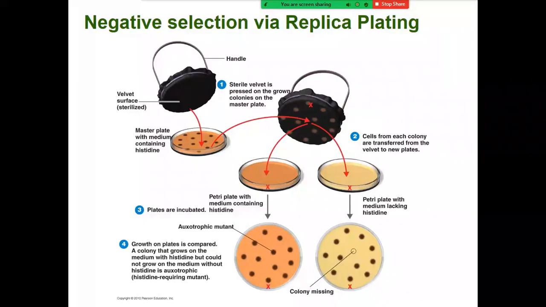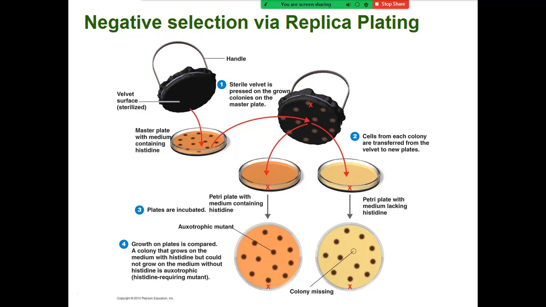You can test for mutations by getting a plate with isolated colonies on it, and then you get a velvet stamp. This is a velvet cloth, and you stamp it on the plate. That causes the cells from the colonies to move to the velvet. Then you use the velvet stamp to stamp new plates, and cells from this colony will go there, and from this one will go there, assuming the stamp goes there.